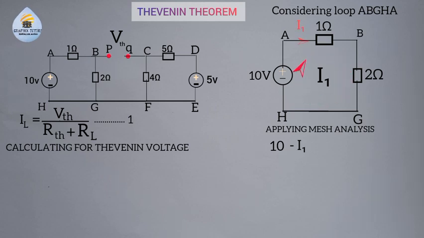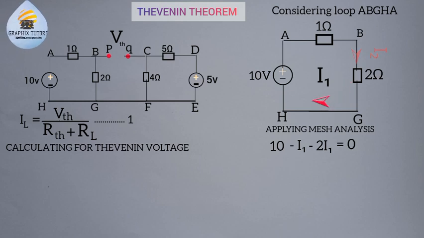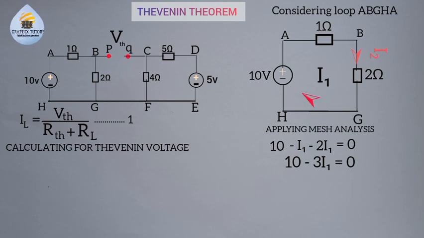Now, to the next one, through the 2 ohm resistor. When I1 flows through 2, it will be I1 times 2, that will be 2I1. Since it is flowing through the resistor in the direction of the current, there's a voltage drop, so we have negative 2I1 equals 0. Now, if I collect like terms, it will be 10 minus 3I1 equals 0. If I take my 3I1 to the other side of the equal sign, it will become 10 equals 3I1.